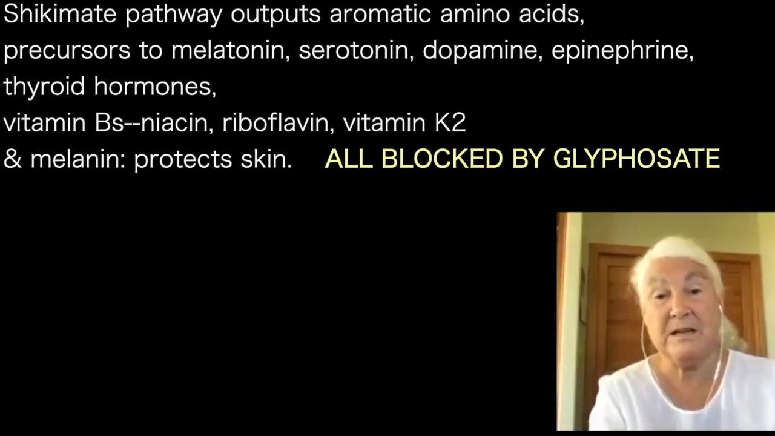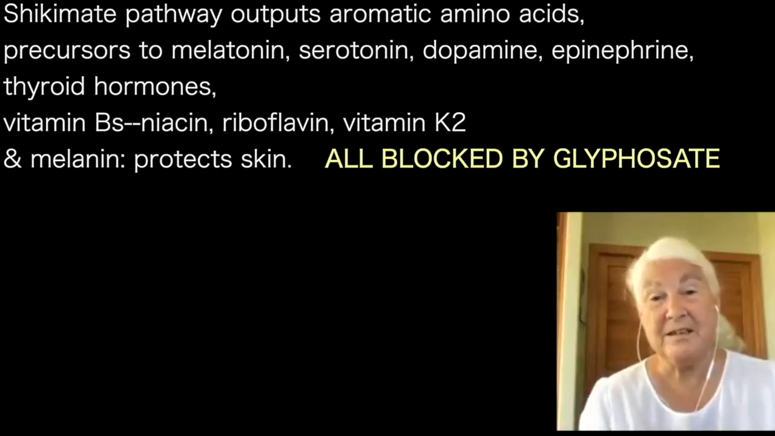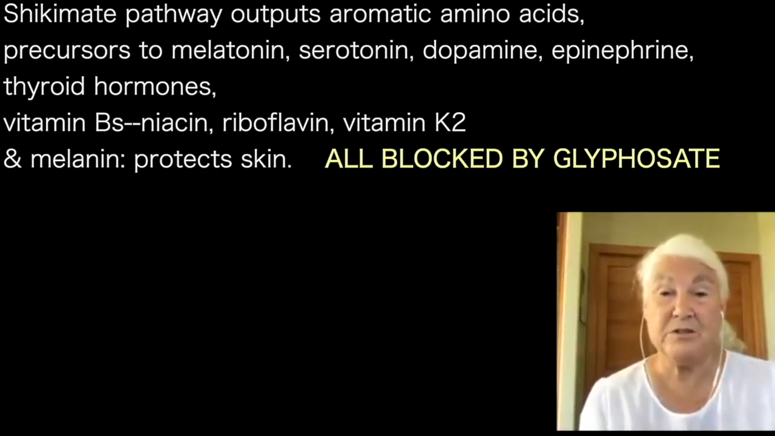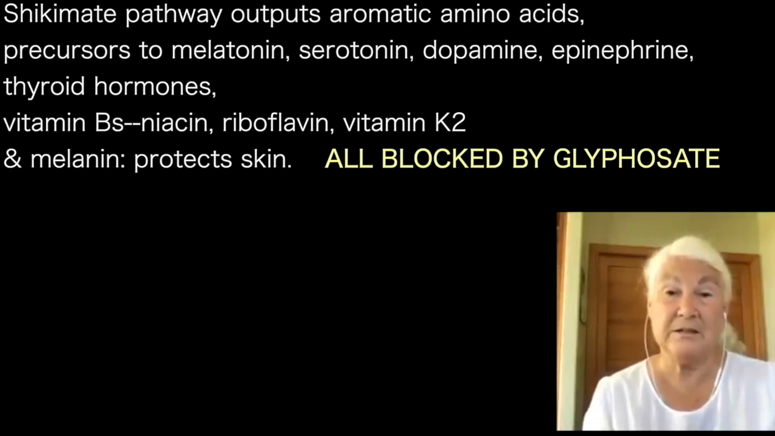And so glyphosate is going to make melanin deficient by virtue of blocking that pathway that provides the precursors to make the melanin. So the melanin, melatonin, serotonin, dopamine, epinephrine, which is adrenaline, all of those basic hormones, they all come out of the shikimate pathway, as well as thyroid hormone. So we have a lot of issues with the thyroid that I think is also connected to this disruption of the shikimate pathway, and certain B vitamins. So niacin and riboflavin come out of the shikimate pathway, and also vitamin K2.